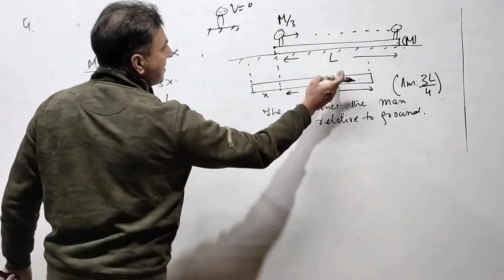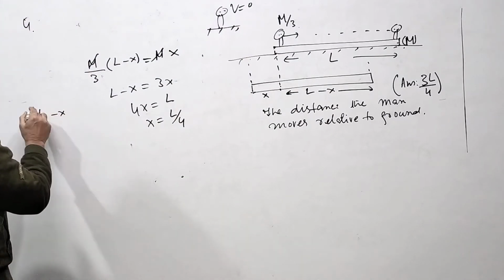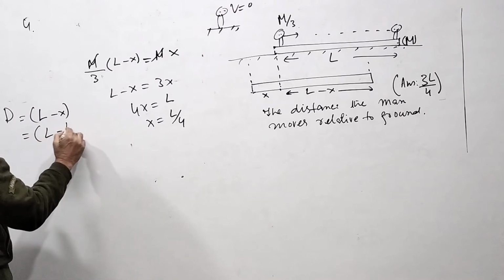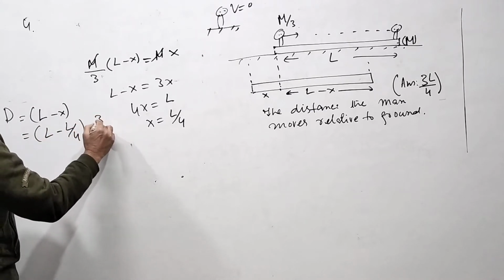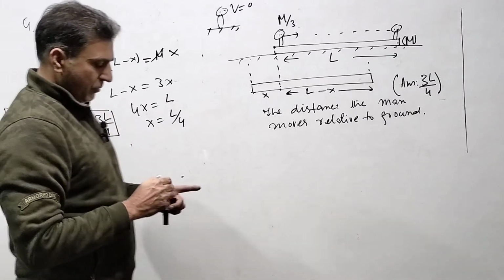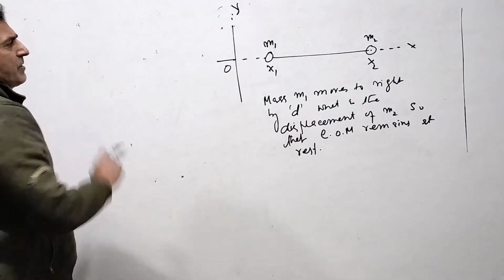But what is the distance it covers with respect to person on the ground? That is L minus x. That is the displacement distance. That is L minus x, which is L minus L by 4, that is 3L by 4. Answer. Let me go to the fifth question. Okay, this is the fifth question.